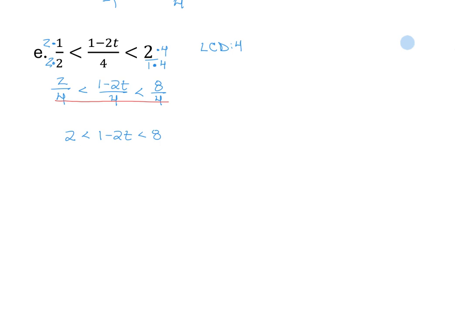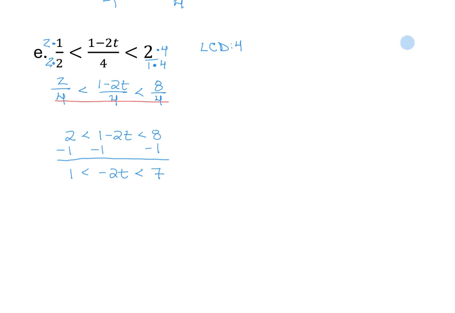So again, remember our goal is to solve for the variable. The first thing we need to do in order to get t by itself is I want to get rid of the 1. And so I'm going to subtract 1 from the middle, and I'm going to do it on the left, and I'm going to do it on the right, and we get 1. We have -2t in the middle, and we have 7. We did not multiply or divide by negatives, and so we can go ahead and leave our inequality symbols the same as they were.